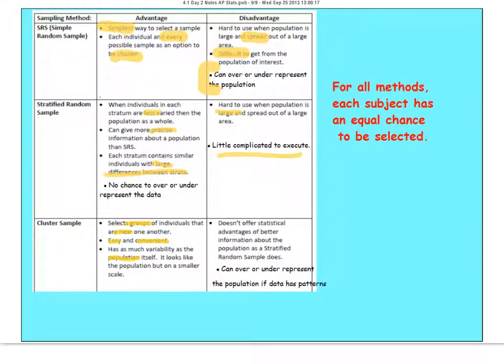The difficult thing with that is that it doesn't offer any statistical advantages of better information about the population. The stratified random sample really gives you that better information. This one, similar to the SRS, you can over or underrepresent the population if the data has particular patterns in it.